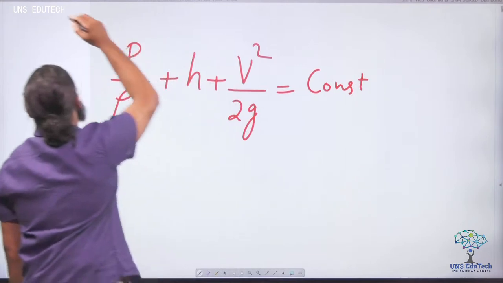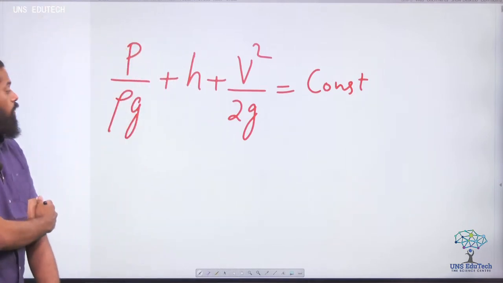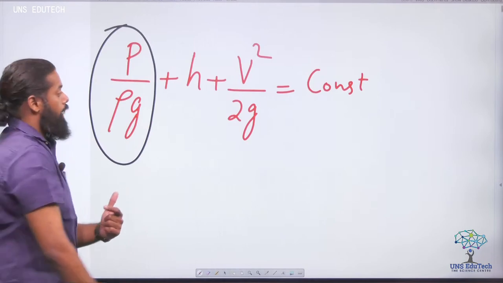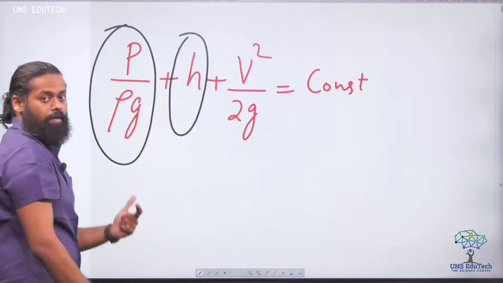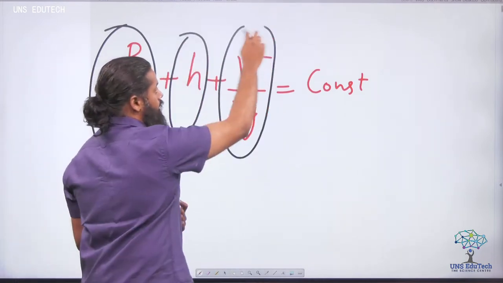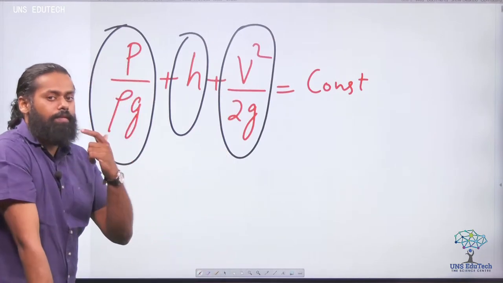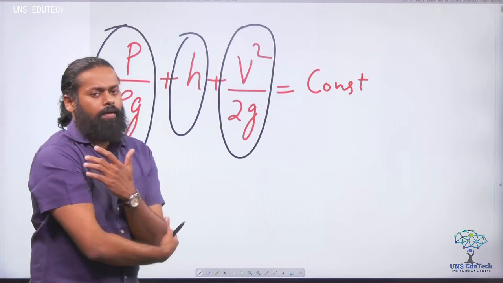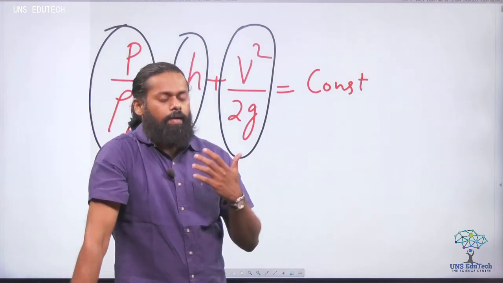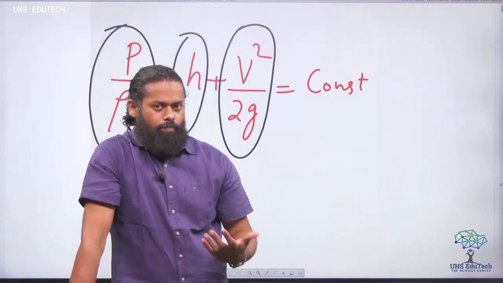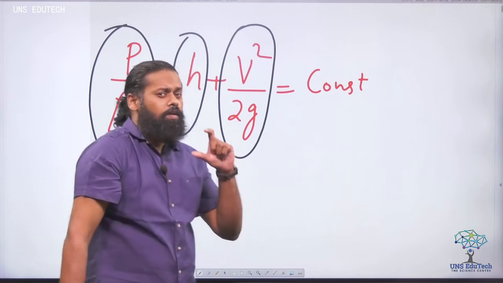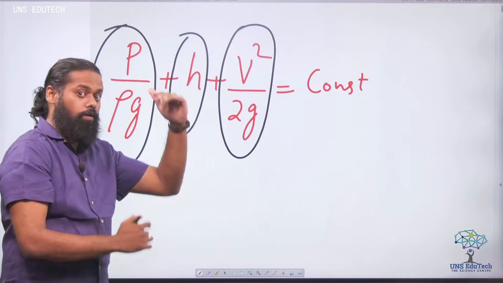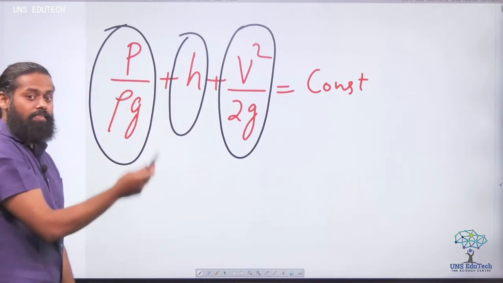Here you have to understand one important concept. We call it head. This component is called pressure head, this is gravity head, and this is kinetic energy head. Head usually means a length in meters. It has a lot of practical importance, especially when building dams and hydroelectric projects. We always express the energy in meters of water column, so these energy heads have significance.